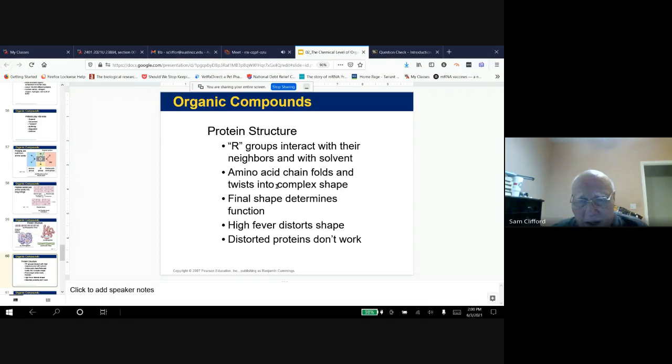Proteins are made of amino acids. The amino acids make up the shape of the protein. Different amino acids have different R groups. So the shape of proteins, based upon the amino acids put together in a particular order, determines the shape of proteins.